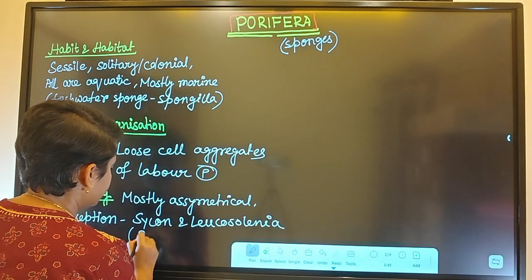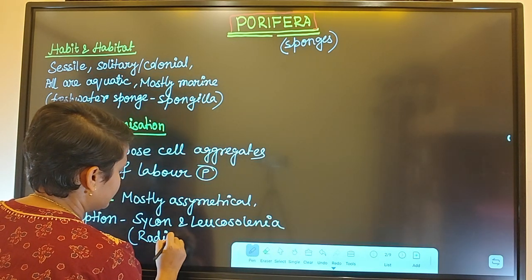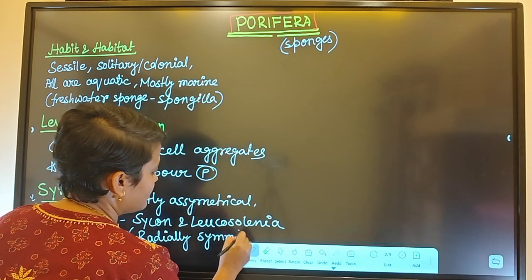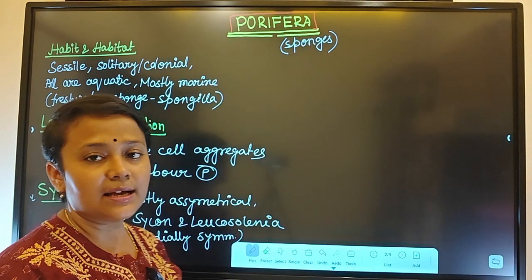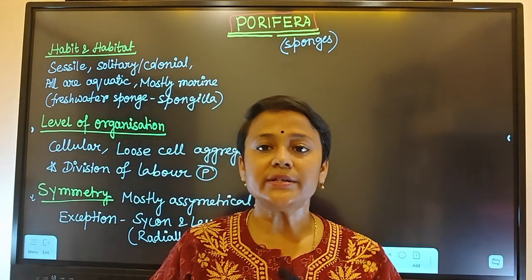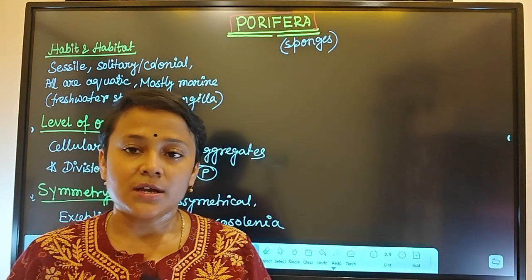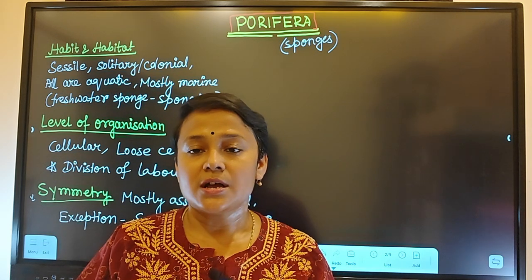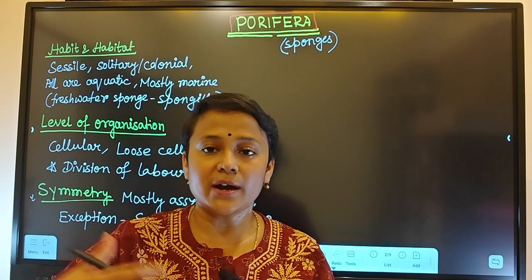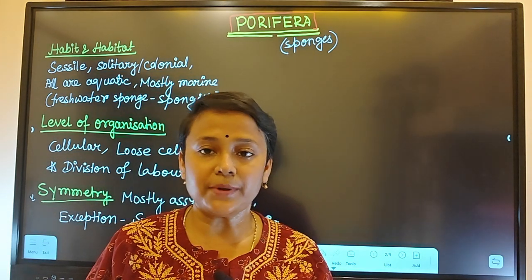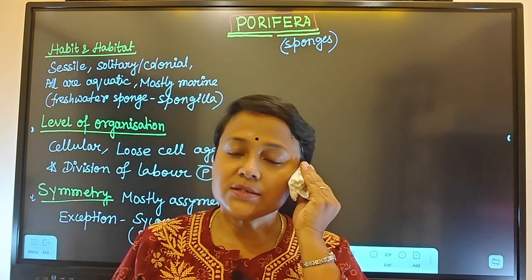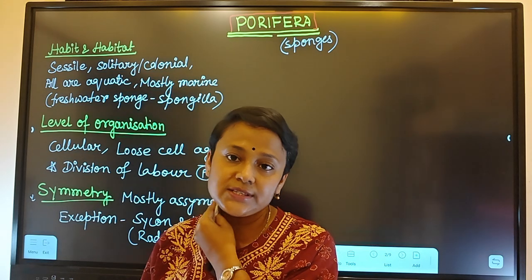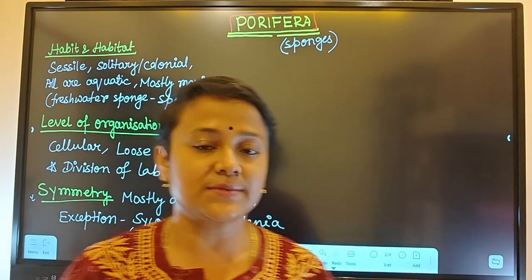They are radially symmetrical. Actually their body is conical in shape, or Sycon is actually arm shaped. So arm shaped means their body can be divided by any plane into two equal halves. So that's why these are the two exceptions which are radially symmetrical sponges.